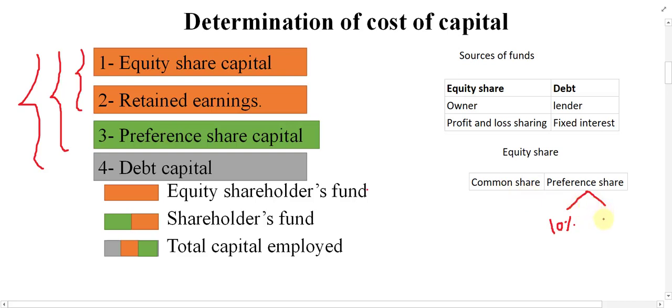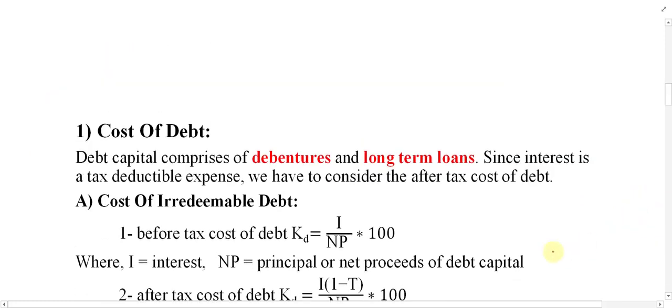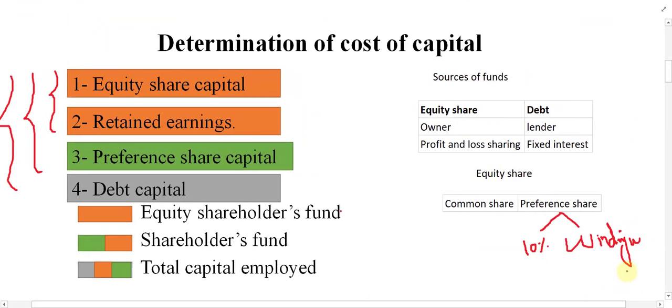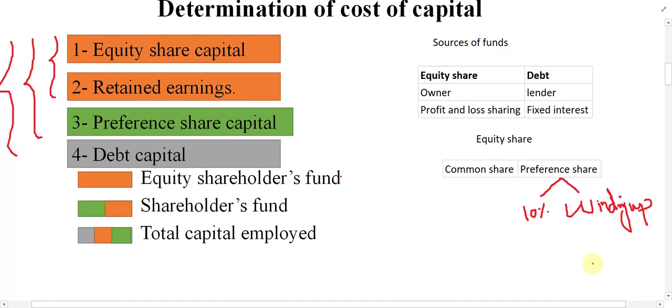And point number two, at the time of liquidation of the business, at the time of winding up. Winding up means, for example, when we want to close the business. When you want to close the business, first of all, you have to repay the capital of preference, and then you have to pay the capital of equity shareholders.